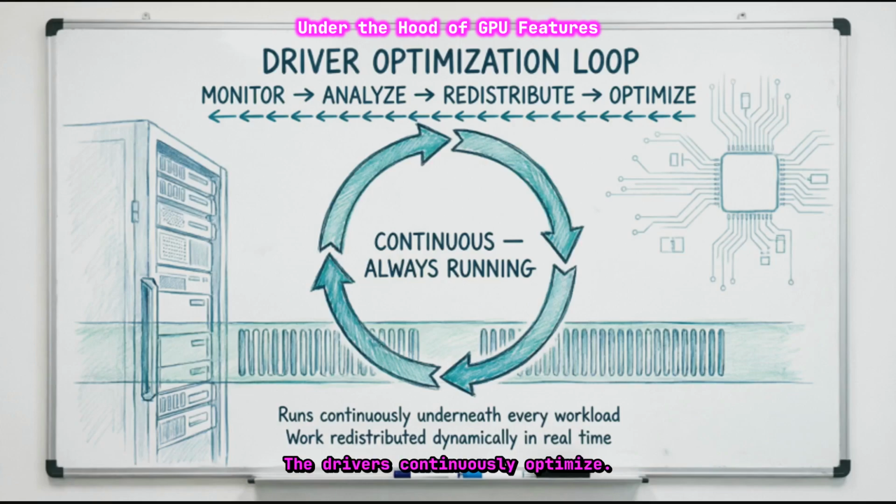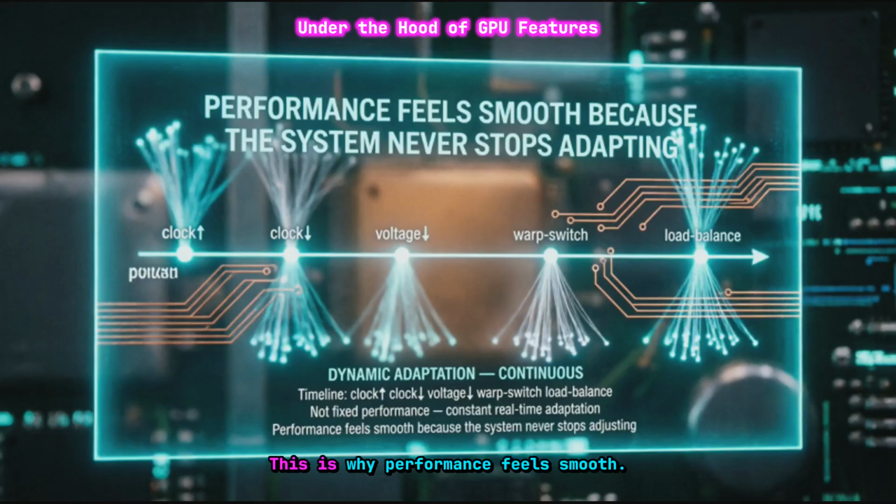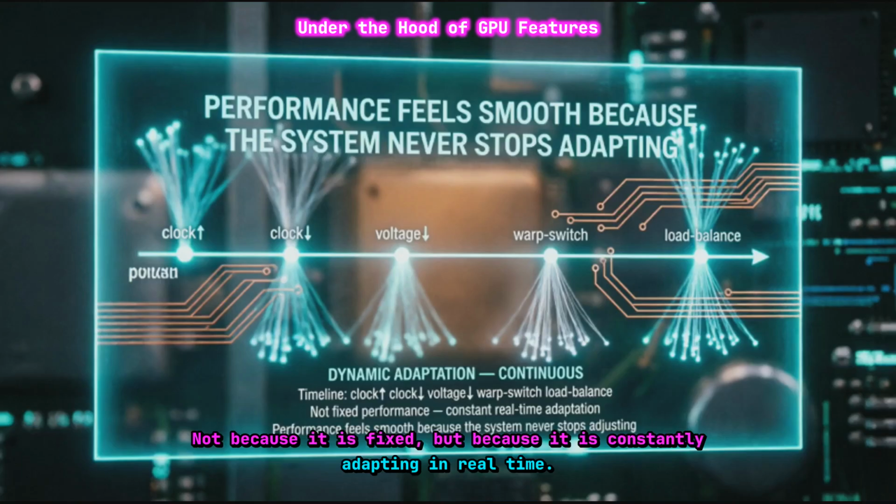Drivers continuously optimize execution. Work is redistributed dynamically. The system is always balancing itself. This is why performance feels smooth. Not because it is fixed, but because it is constantly adapting, in real time.